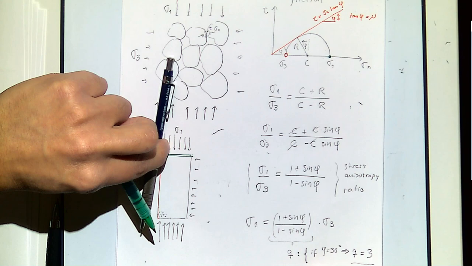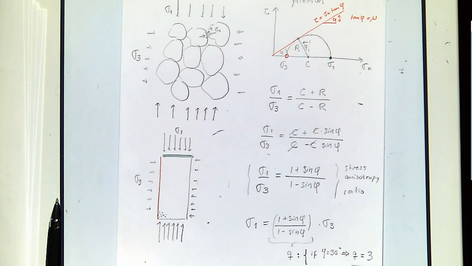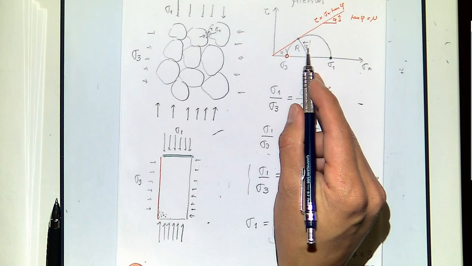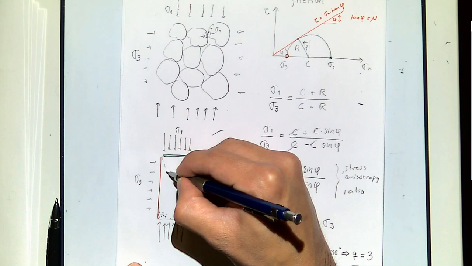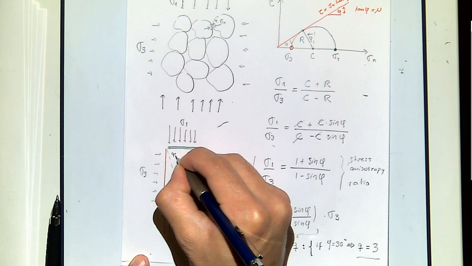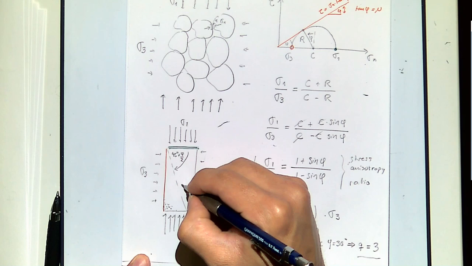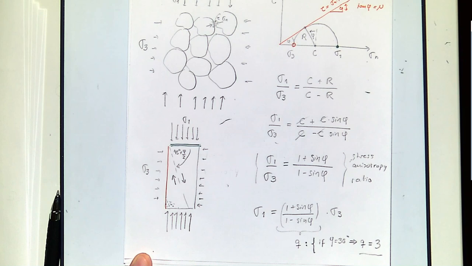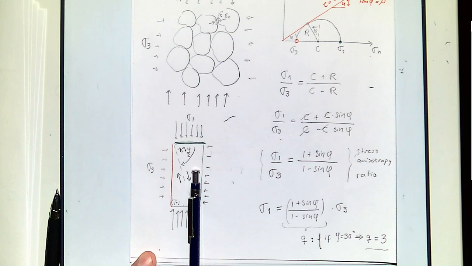So if I look for this point over here, according to the Mohr circle, that's at an angle of 90 degrees plus friction angle. And that plane is going to be a plane which is at 90 degrees plus friction angle divided by 2 in reality. This is the plane at which the material is going to fail. And for a friction angle of, say, 30 degrees, this is about 60 degrees.